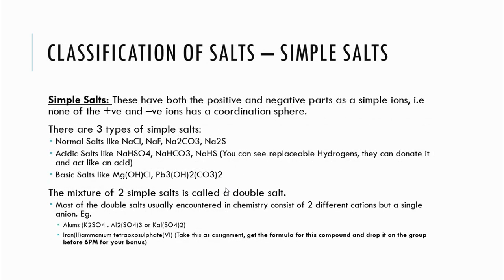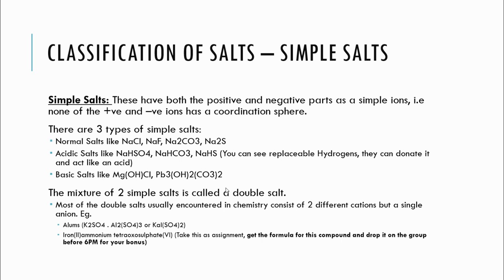Classification of salt now. We have simple salt and complex salt basically. For simple salt, we have just a negative part and a positive part: a simple negative ion and a simple positive ion. There's no coordination sphere, no complex at all. A coordination sphere is a sphere of dative bonding, coordinate covalent bonding.